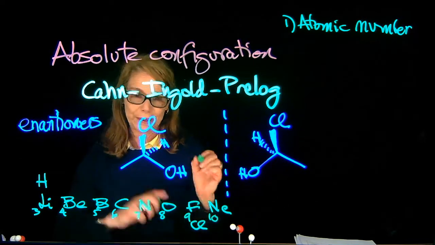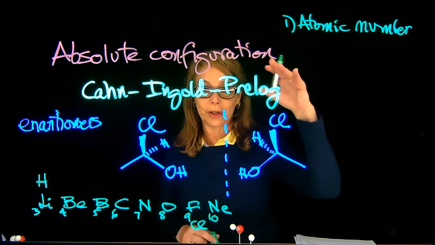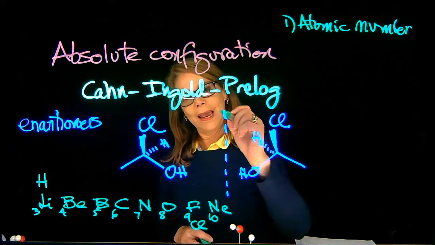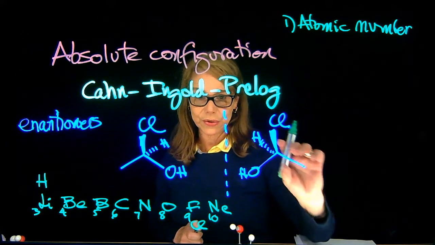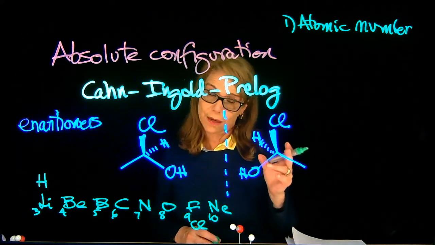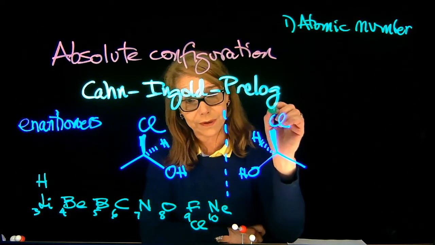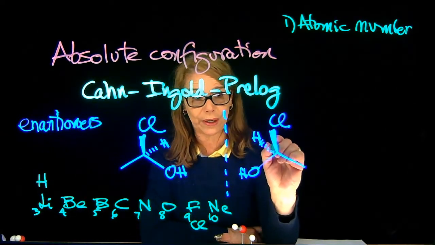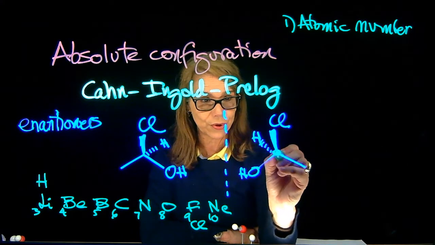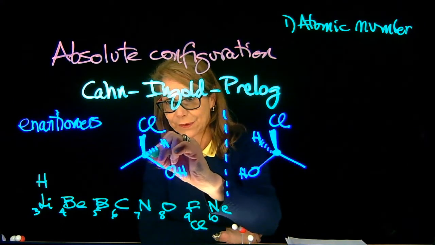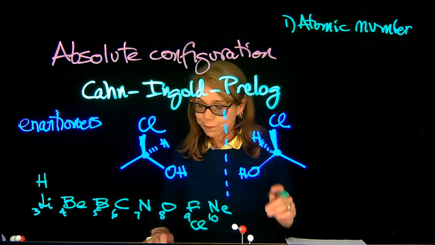And now this is bigger. Again, we're going to be prioritizing the groups that are the substituents at the chiral center using the atomic number. And we're going to take into consideration first the atom that is directly attached to the chiral center. This is your chiral center. So now let's do this.